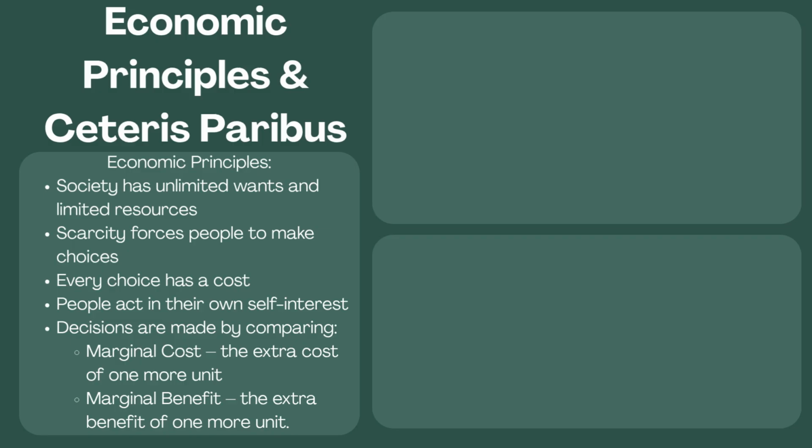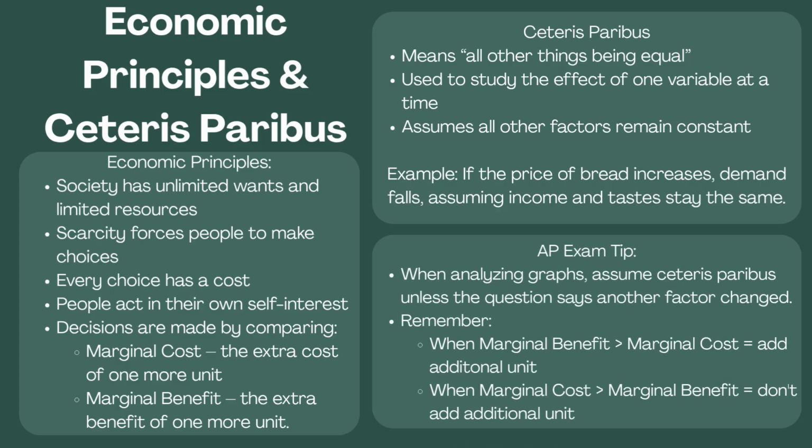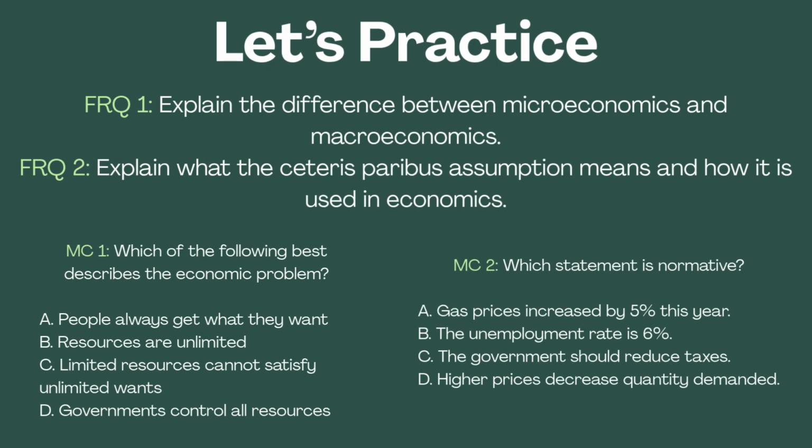Another important concept is ceteris paribus, which means all other things being equal. Economists use this assumption to study the effect of one variable at a time while keeping everything else constant. One AP exam tip is to assume ceteris paribus unless the question says otherwise. Let's practice. Pause the video and try the left multiple choice question.